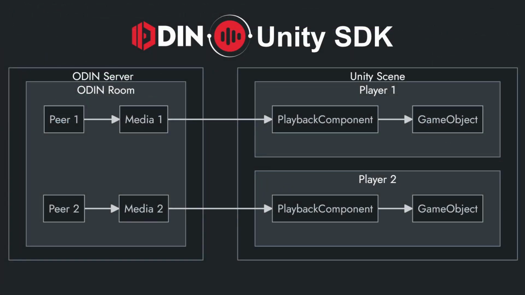Now you might be wondering, what is a room in ODIN? In ODIN, a room is a virtual space where peers can communicate. Peers are simply the users in the room, and media streams are the audio data sent and received by these users.